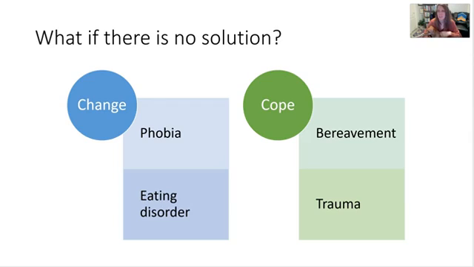Whereas there are some things that you can't change, like bereavement. A loved one passed away, you can't bring them back, or a trauma happened, and you can heal and cope and move on and hopefully have some post-traumatic growth. So sometimes people get so focused on the change, and if there's no solution to change it, they say, well, there are no solutions. Well, there's also coping solutions. So keeping that in mind can be really helpful as well.